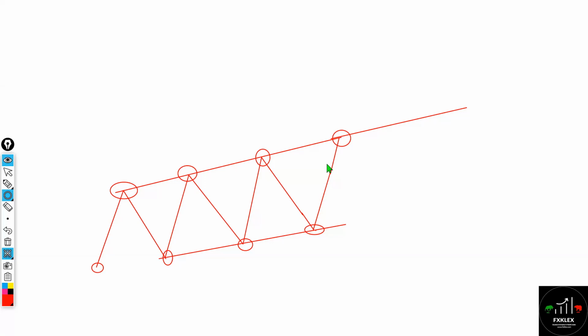Can you repeat the question? Sorry, I could not hear you. If price makes a rotation, yeah. Let's say price made a rotation.